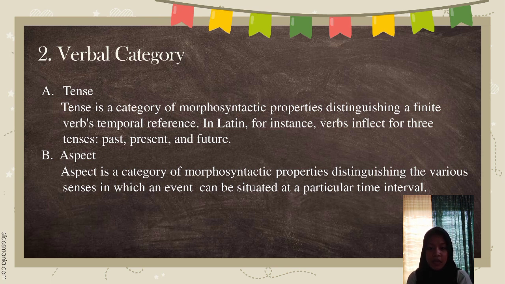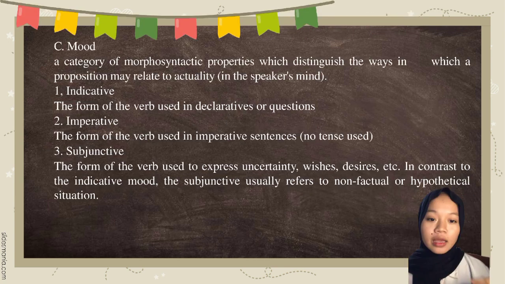B. Aspect. Aspect is a category of morphosyntactic properties distinguishing the variations in which an event can be situated at a particular time interval. It is a grammatical category which deals with how the event described by a verb is viewed, such as whether it is in progress, habitual, repeated, momentary, and so on. It may be indicated by prefixes, suffixes, or other changes to the verb, or by auxiliary verbs, as in English. English has two aspects, progressive and perfect.